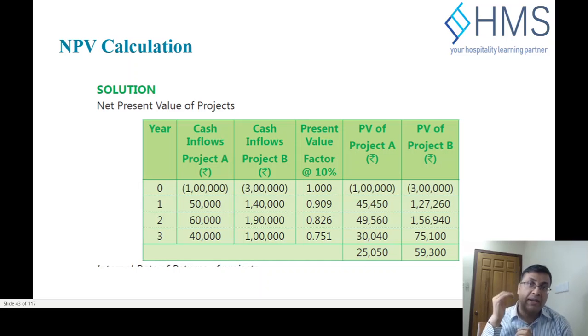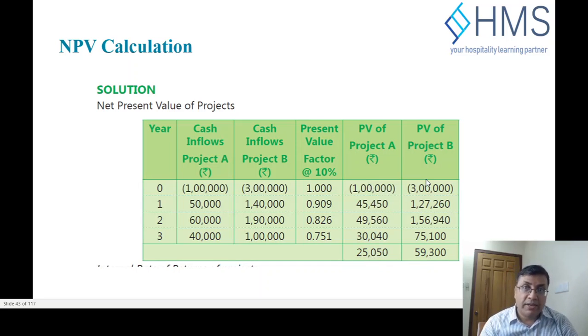For the second year, it is 1 divided by 1.1 squared, because we are compounding it for 2 years, since the cash flow we are getting is for the second year. And then for the third year, it is 1 divided by 1.1 cubed, compounded for 3 years. So we multiply the net present value factors with the cash flows, where you will be able to get the project cash outflow, and then you can see the net present value here: 25,000 and 59,000.